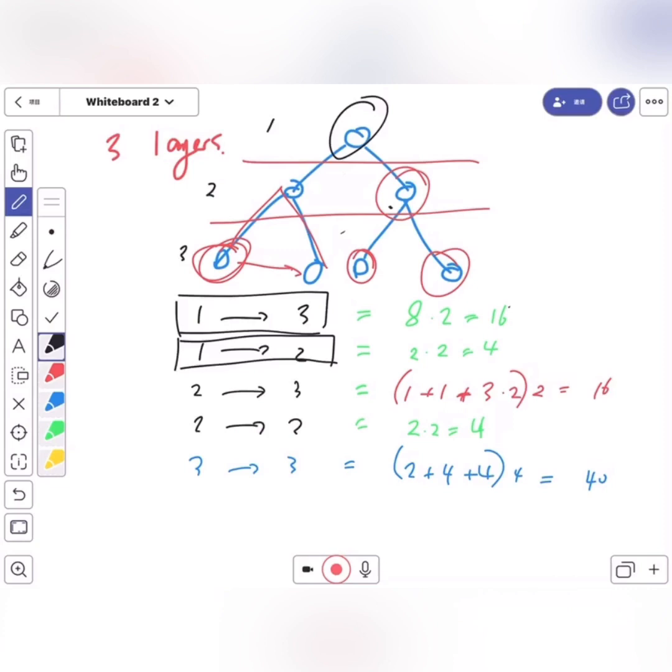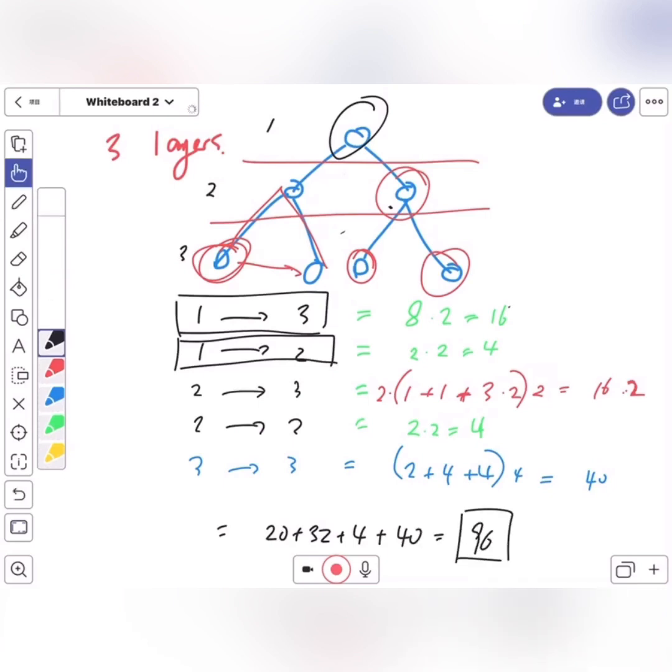And this accounts for 2 to 3. But we actually didn't account for 3 to 2. Well, this one will just be the same, 2 times. So this will just be it, which will just give us 20 plus 32 plus 4 plus 40, which is equal to 96.